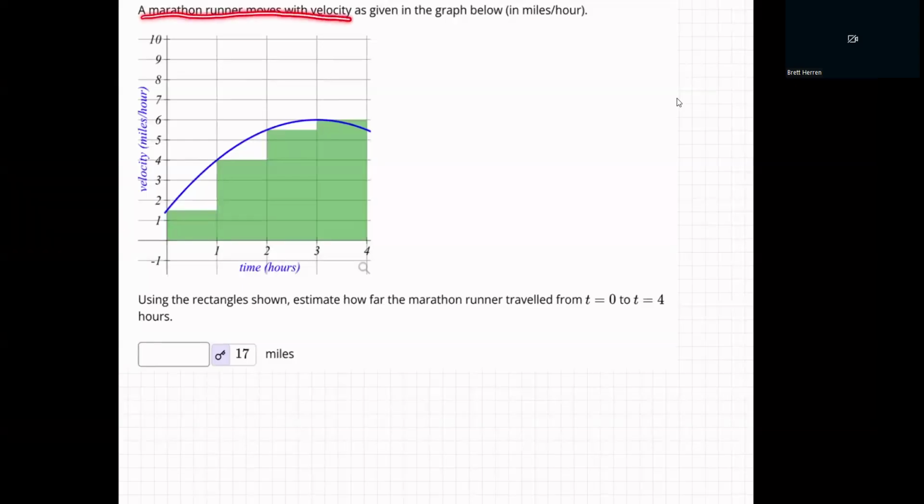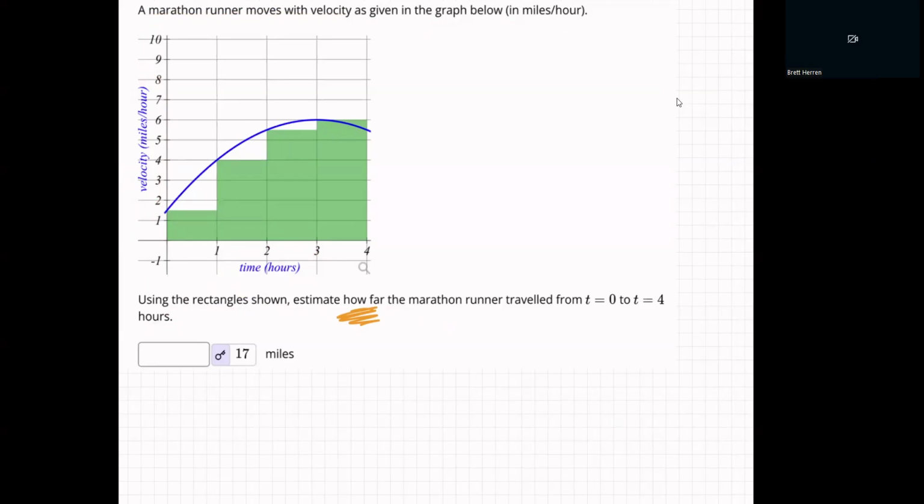A marathon runner moves with velocity as given in the graph below in miles per hour. It says right there, velocity in miles per hour. This is time in hours. Using the rectangle shown, estimate how far the marathon runner traveled from time equals 0 to time equals 4 hours. Okay, how do we do that?